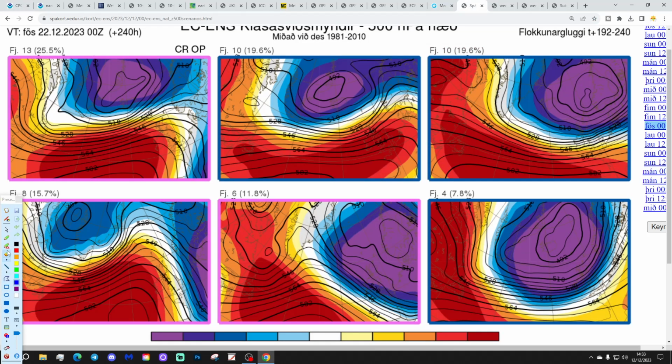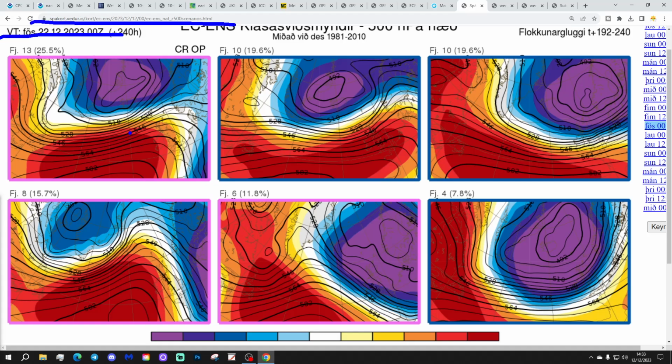These are the options on the table within the ECM Ensembles today for day 10. That gets us to the 22nd of December. 13 members of the ECM Ensembles with high pressure reaching in from the south and west, with lots of dry weather with it, low pressure way to the north, and winds coming in from a westerly direction. Still quite a bit of dry weather with that, and pretty mild.